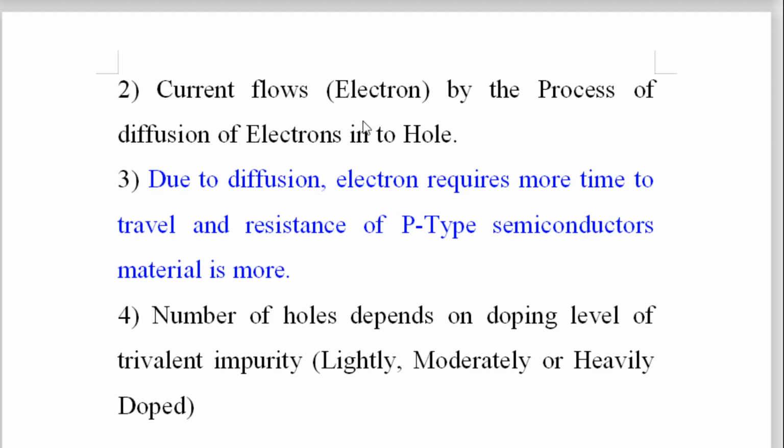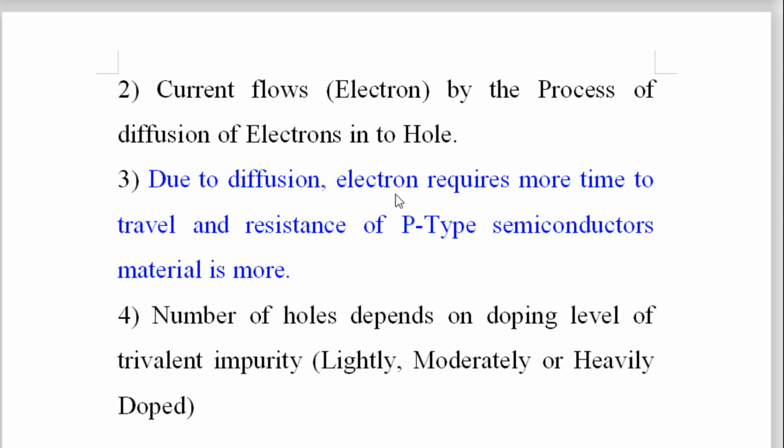Current means the rate of flow of charge. And who is carrying the charge? The electron is a charged particle. It is carrying the charge. The current flows, that is, the electron, by the process of diffusion of electron into the hole.